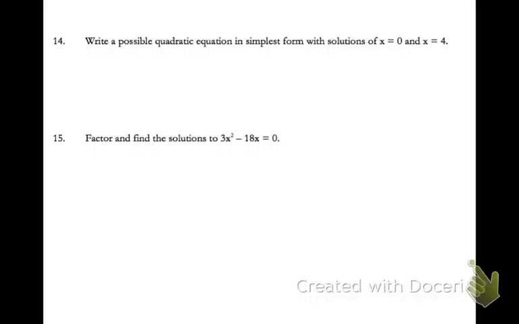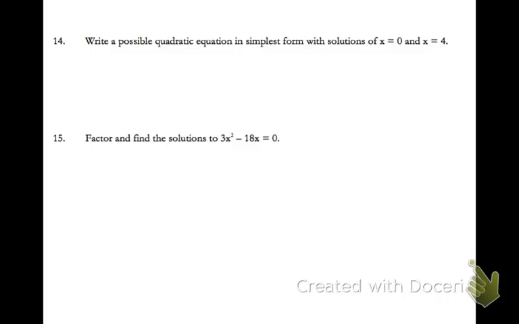Unit 8A Study Guide, numbers 14 and 15. Number 14 asks us to write a possible quadratic equation in simplest form with the solutions x equals 0 and x equals 4. So this is a little bit different of a problem. We're going to work backwards. So that process that you just did on numbers 12 and 13, we're going to reverse it.